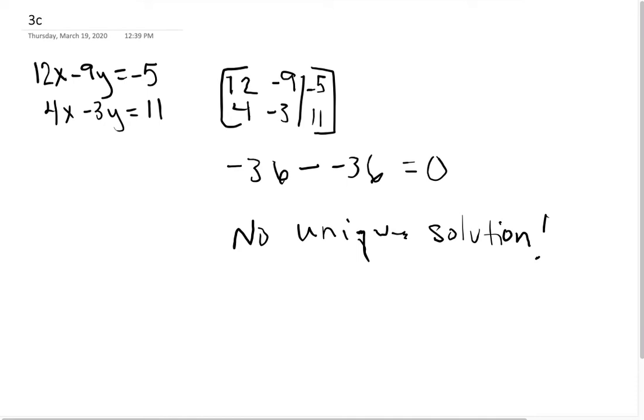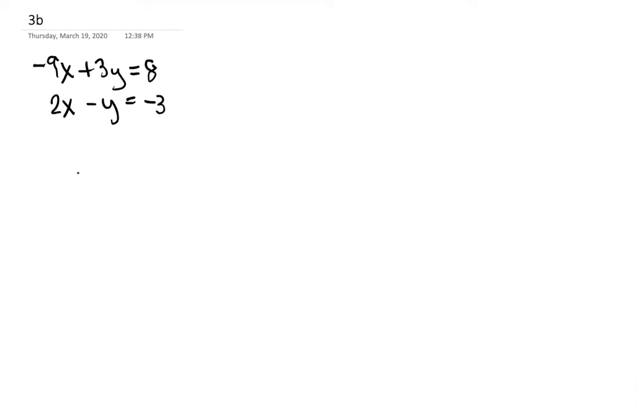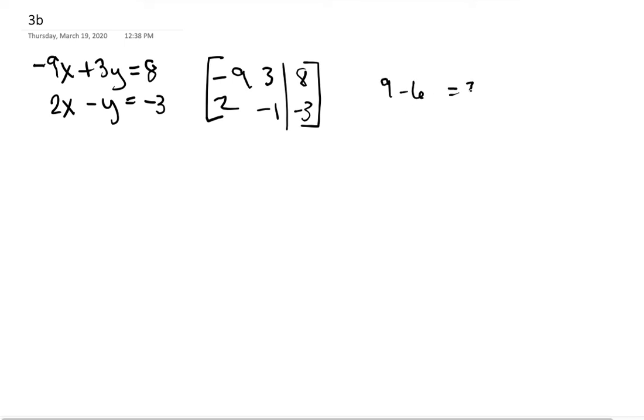I will go back to 3B now, since I had that set up. I'll go a little bit faster, and if you want to try this on your own and then compare it with mine, that's just fine. I will set this up: negative 9, 3, 2, negative 1, 8, and negative 3. I will first find the determinant of my A, B, C, D, also my denominator of my x and my y. So I'm going to have 9 minus 6, so I get 3.